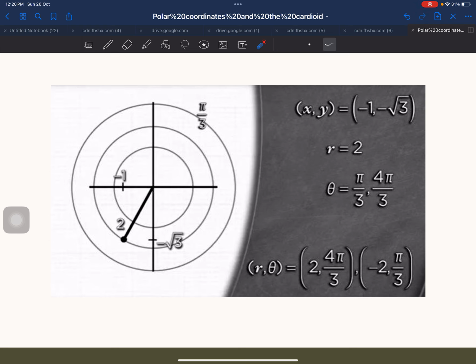That is if you selected 4 pi over 3. But what if you selected pi over 3? You'll be in the first quadrant, and then you'd have to go a distance of negative 2. So that's another set of polar coordinates: negative 2, pi over 3. It's tough going, I admit, because polar coordinates are not unique.